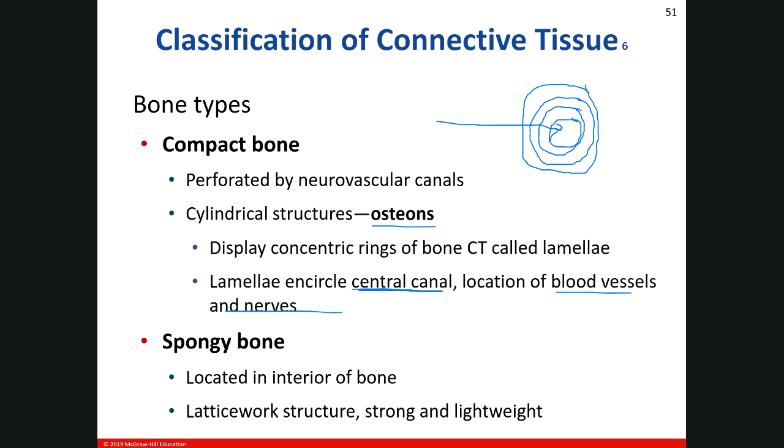All right, so deeper or internal to the compact bone, we've got the spongy bone. So that's the interior portion. We call it spongy bone because it looks like a sponge. It has all these nooks and crannies through it. You've got the spongy bone here, and it's got what we call trabeculae. There's these little scaffolding structures that run through it. That's where you're going to find your bone marrow to make your blood elements.